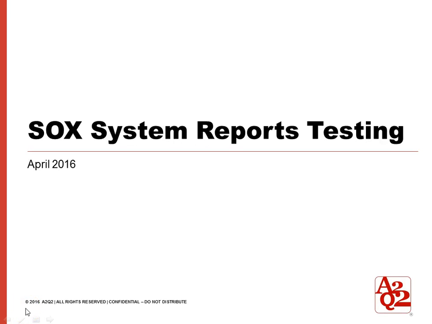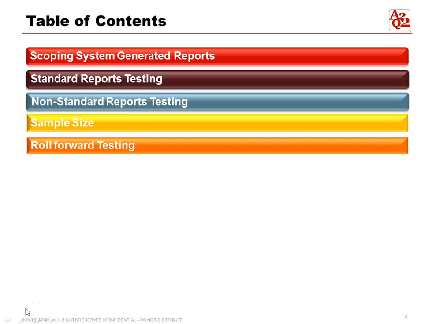This has received a lot of focus by the external auditors and the PCAOB recently, so we want to talk about it and why it's important. The reason why these system-generated reports are important is because management uses these reports to make judgments, to book journal entries, or to record financial transactions, and this impacts the financial statements.